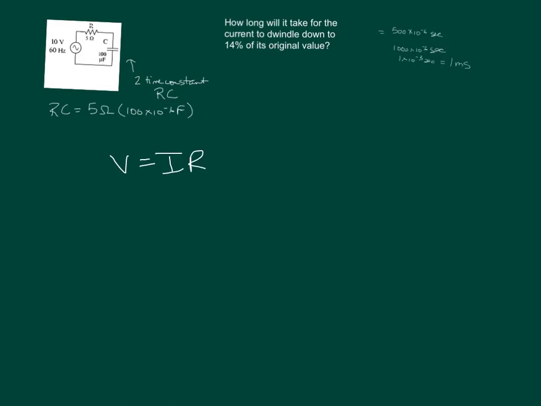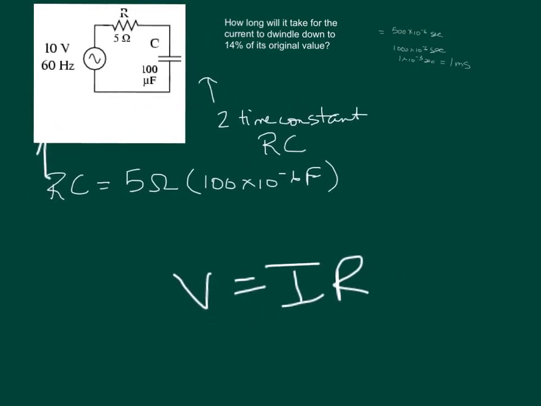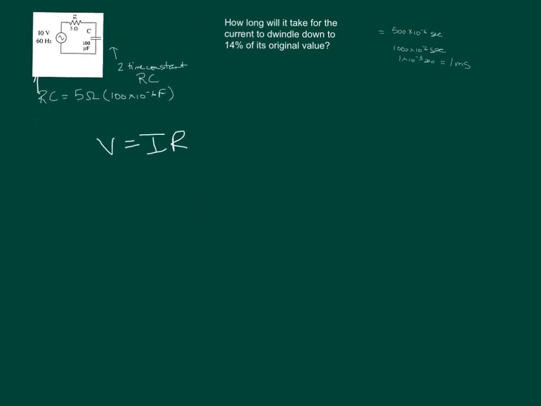And we know the voltage. We know it's 10 volts. We know it's 5 ohms. So that's a simple V equals IR. So our initial current: 10 volts is equal to I times 5. So our current's going to be 2 amps. And we know we have 14% of that, so 14% of 2 amps is 0.27 amps. So that's how much current we had.